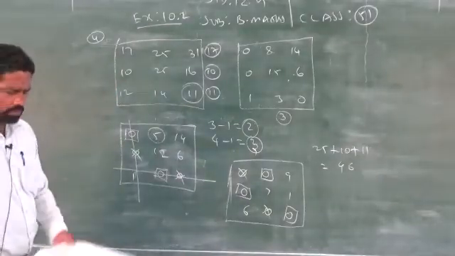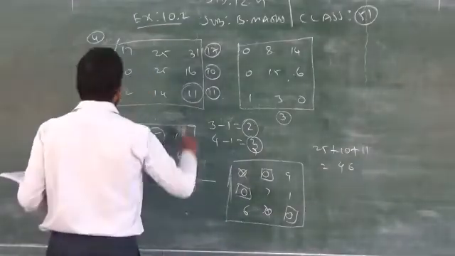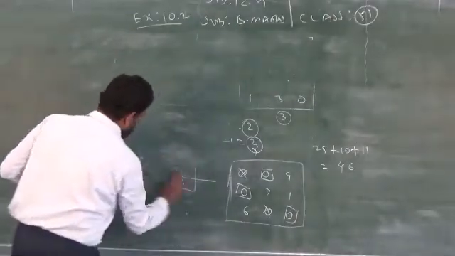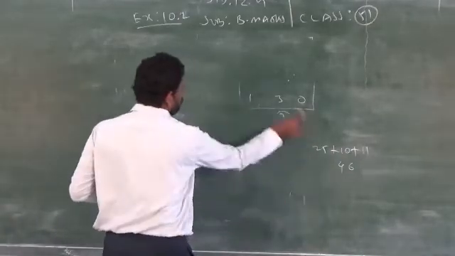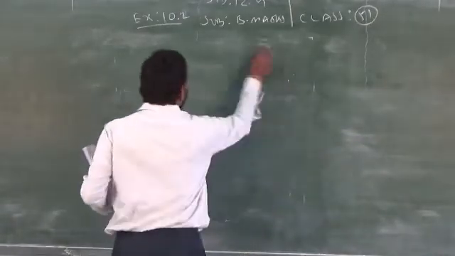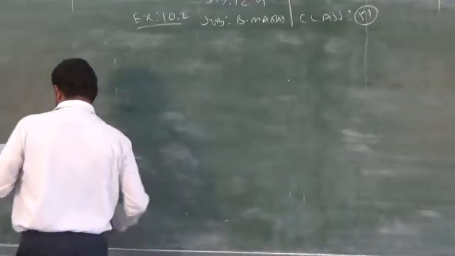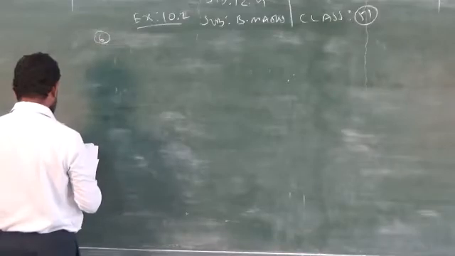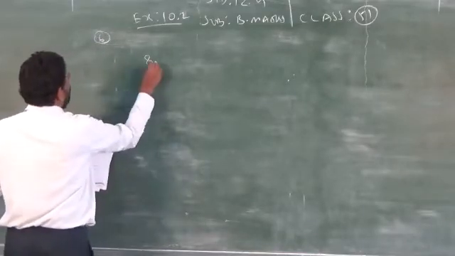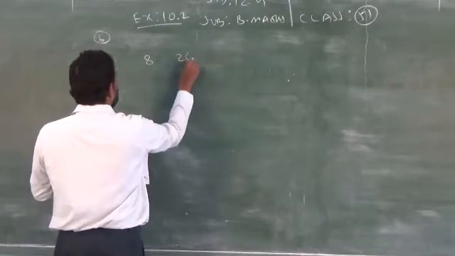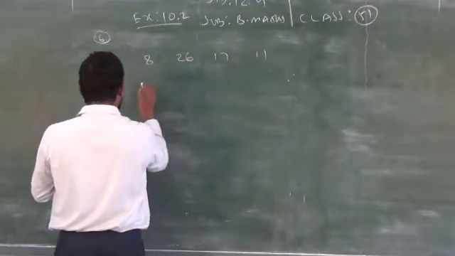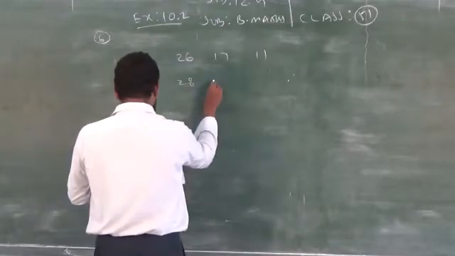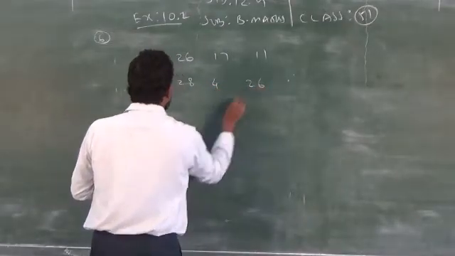So the same method, you go to sum number 6. After that, we will go to the last exercise. That is sum number 1, 8, 26, 17, 11, 28, 4, 26.